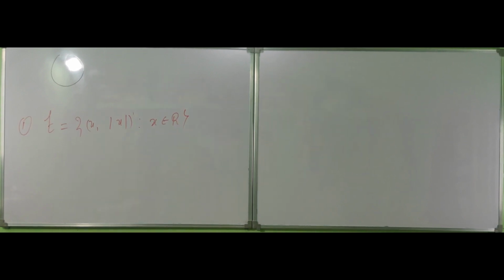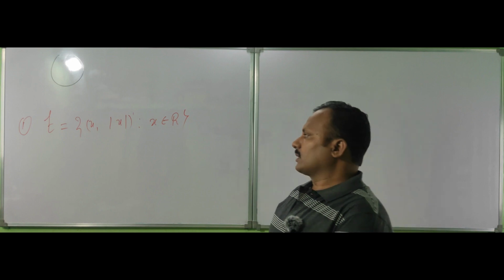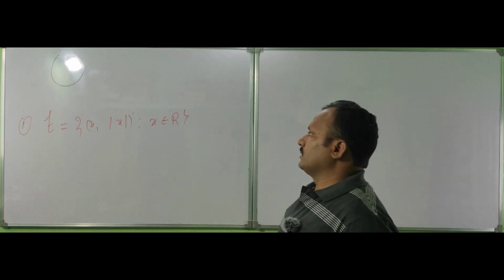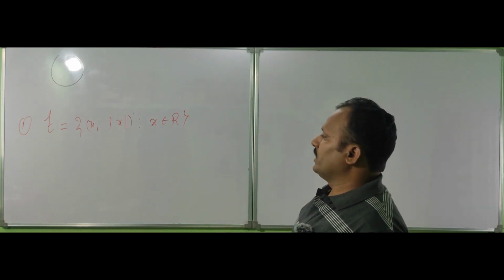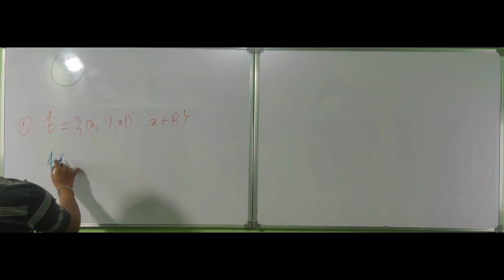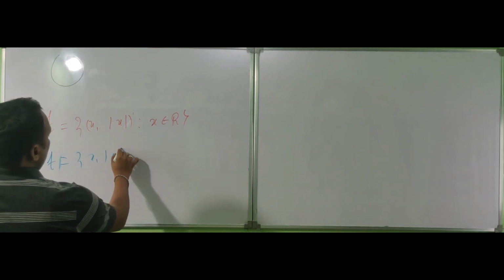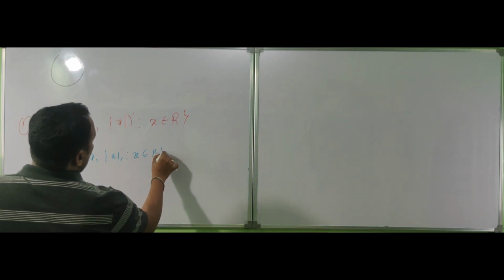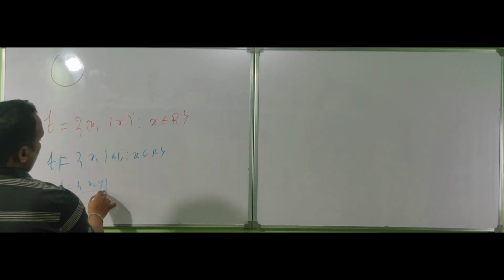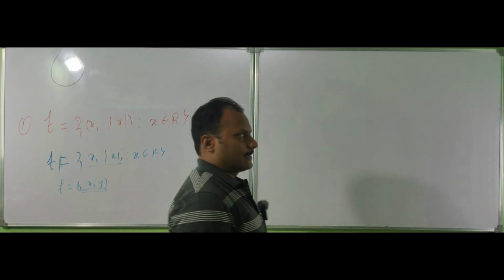Yes sir. Next question is f is equal to x and mod of x such that x belongs to R. They ask whether f is a function or not and to determine the domain and range. Let's see. This is only the form. You can write f is equal to x and y. This is x and this is y.